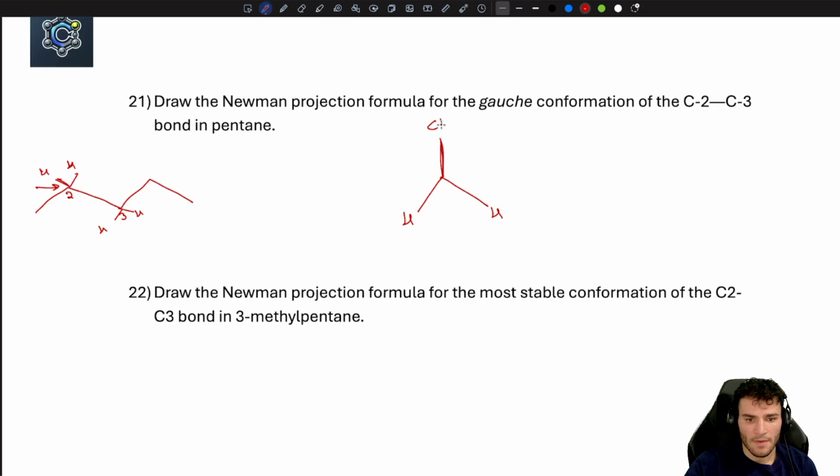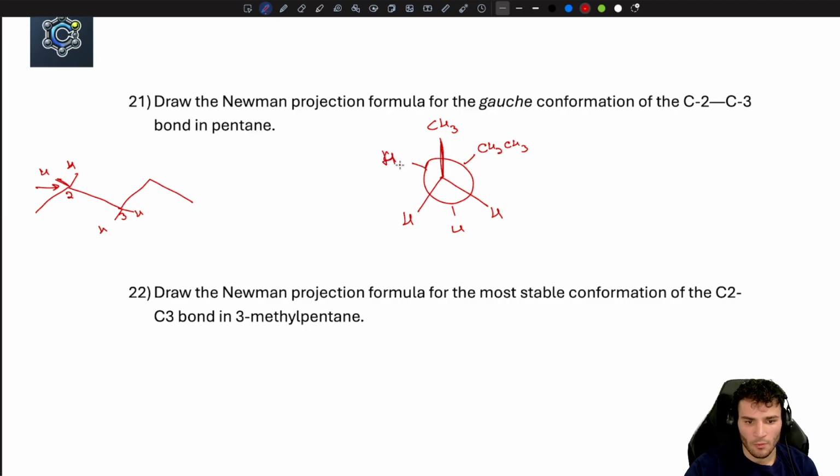And we must have a methyl group somewhere there. But our back carbon should have, again, two hydrogens, but an ethyl group somewhere on the back. Okay? And so what we can do is, since we need to make a gauche conformation, let's put this ethyl group somewhere close to our methyl, right? Because that's the definition of a gauche conformation. And then we can put these hydrogens wherever else we want.